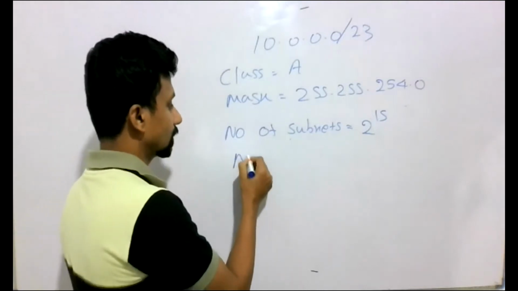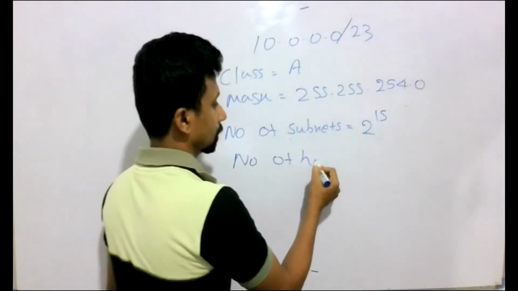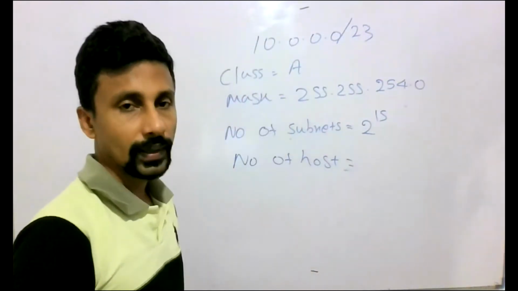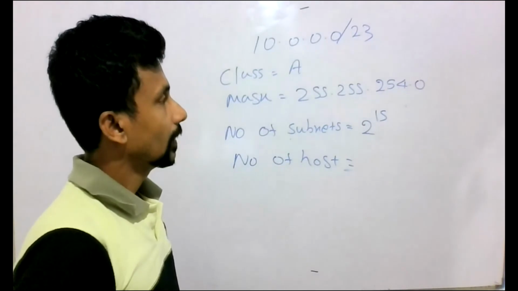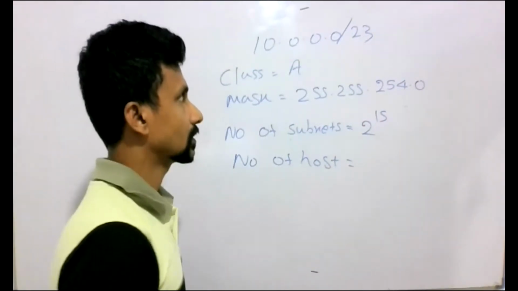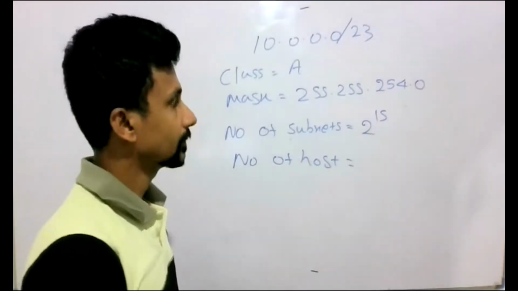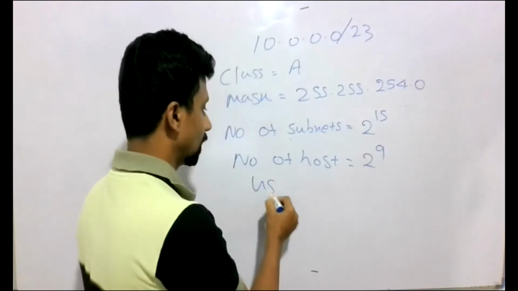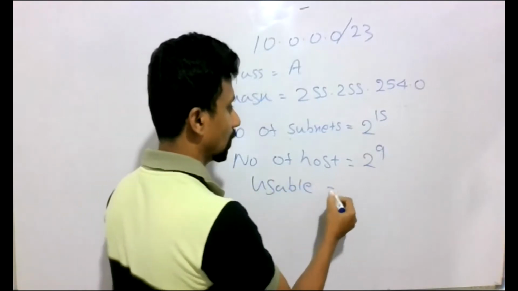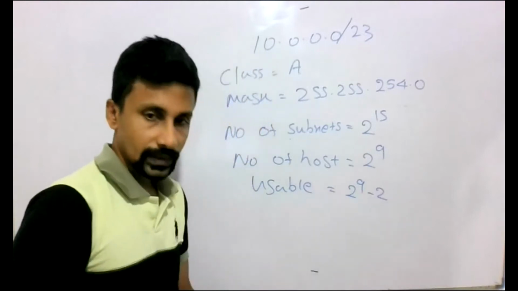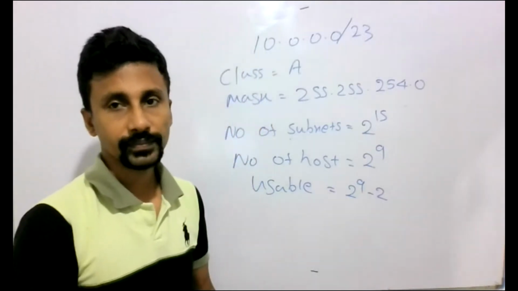Then number of hosts. So altogether it is 32. You have taken 23 for the subnet or networks. So host bits remaining is 9. So 2 to the power 9. If it is usable host, 2 to the power 9 minus 2. Is it correct? Okay.